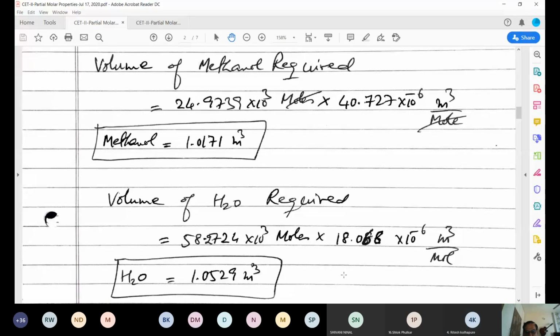सर, यहाँ पे वीएम बार नहीं लेना है ना? नहीं, यहाँ we are talking about pure methanol volume, pure water volume. So we have to use molar volume of pure water and molar volume of pure methanol.